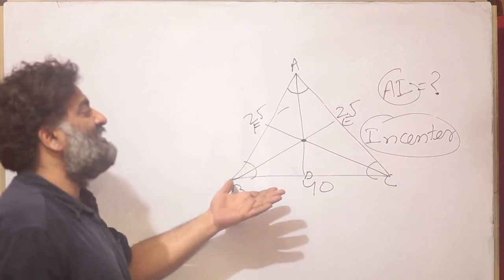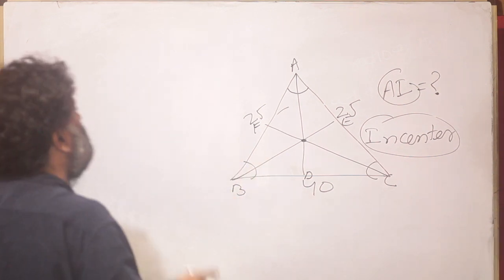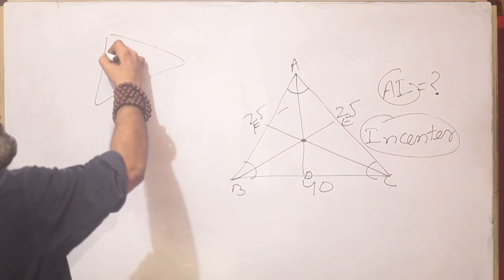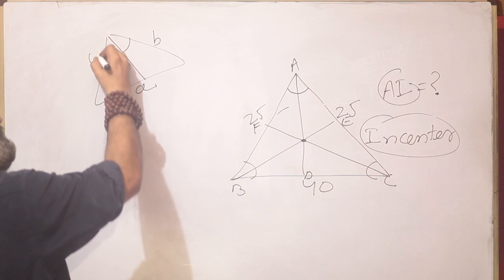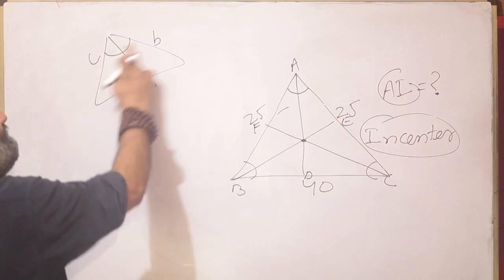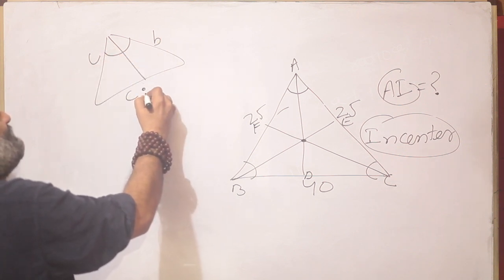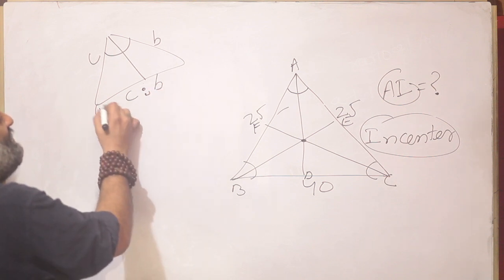So let us quickly revise a couple of properties related to it. Starting point is obviously if I have an angle bisector, if the sides are A, B, C, this third side will get divided in the ratio of the sides which create the angle. This is idea number 1.